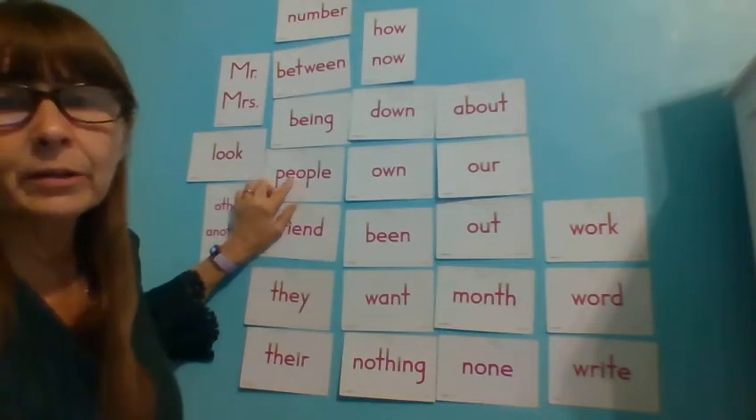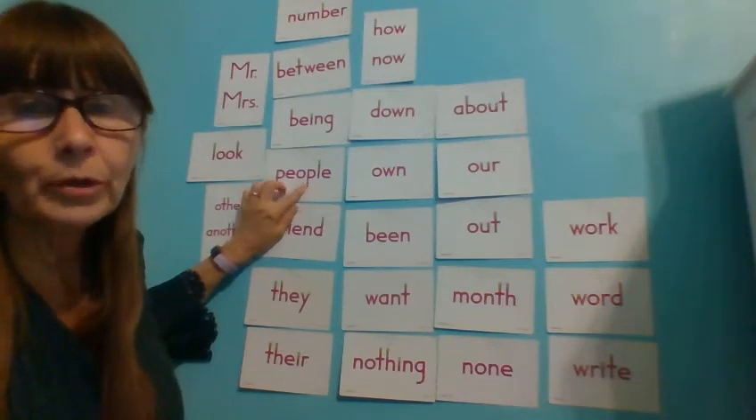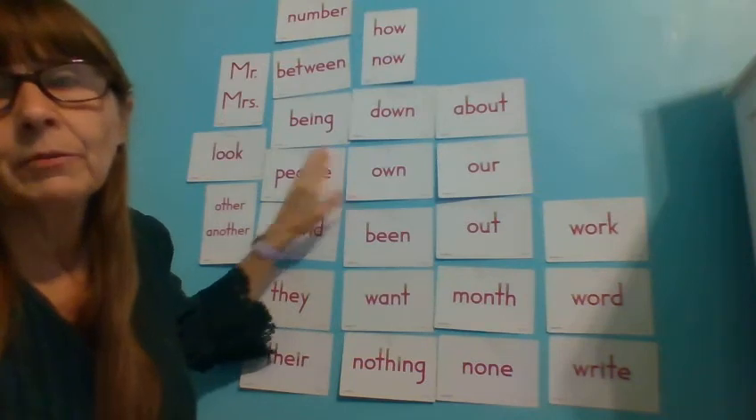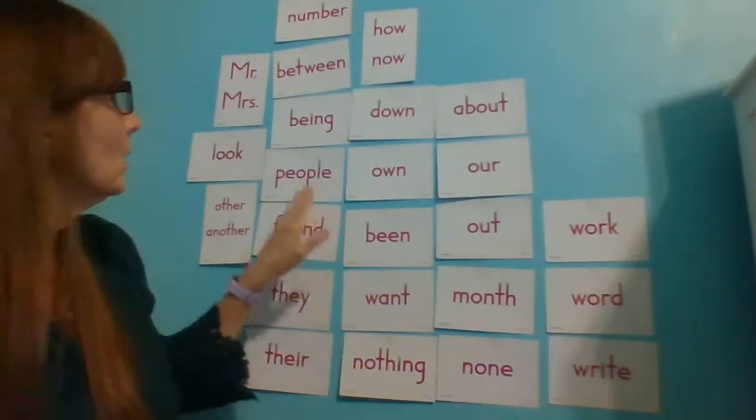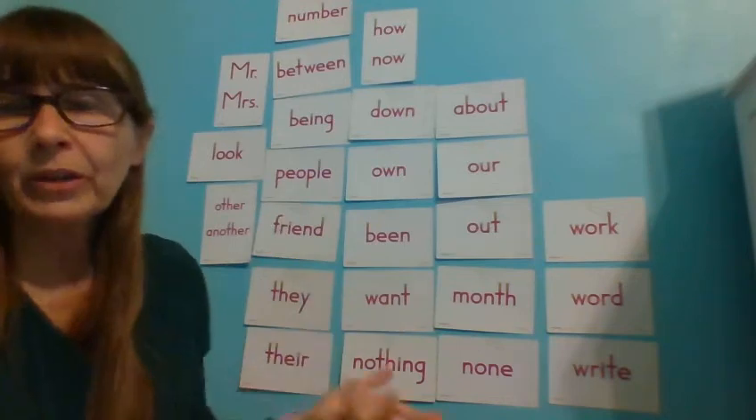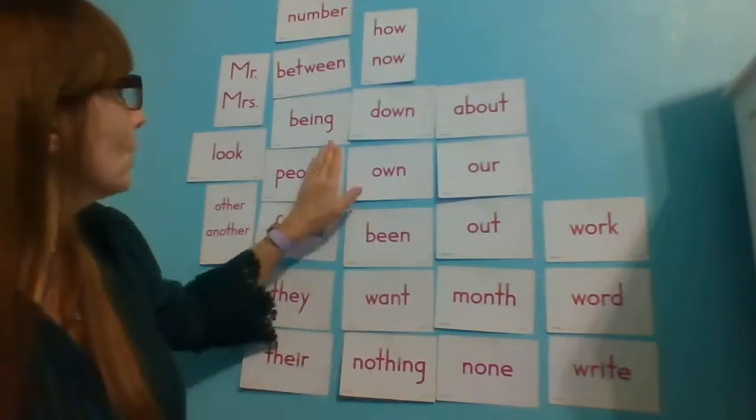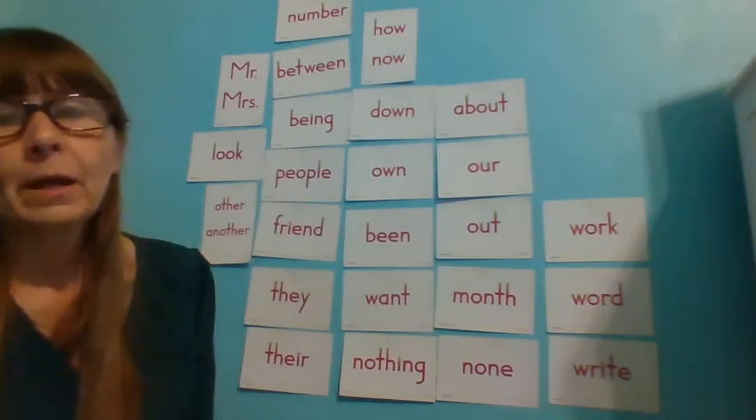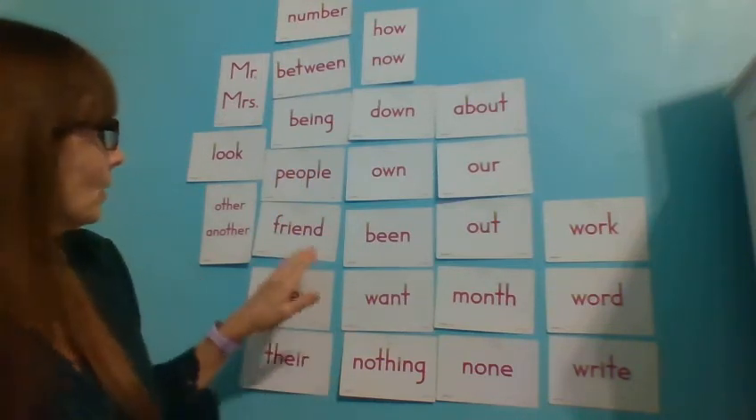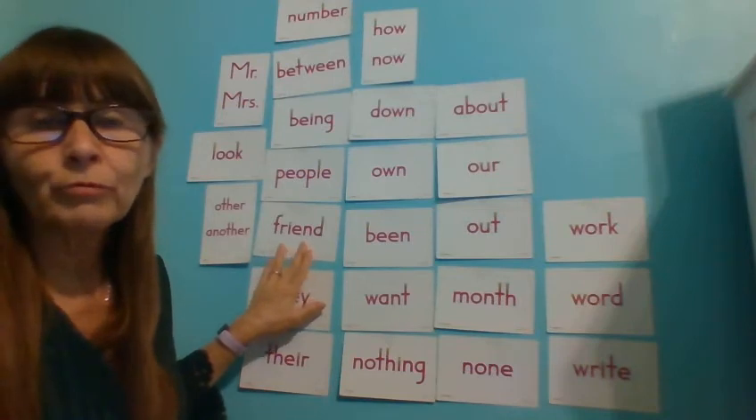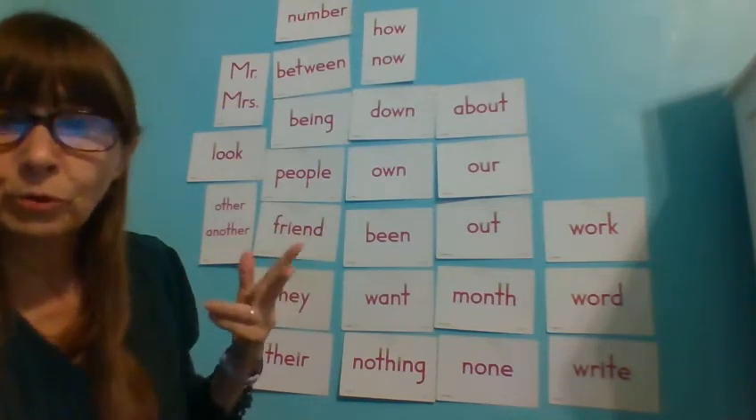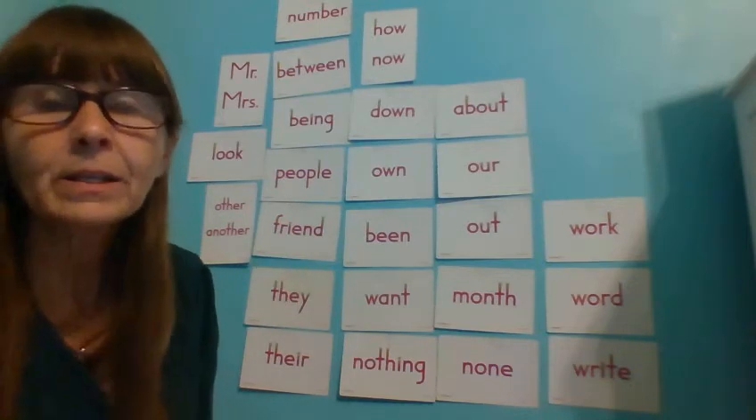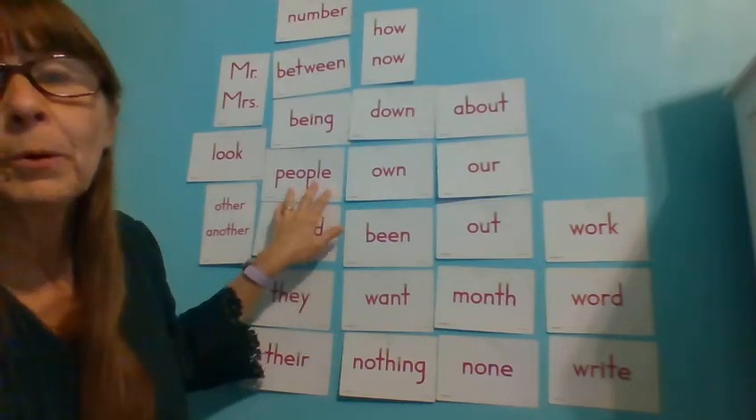Now get down here, and this is also a two-syllable word. We divide it between the O and the P, even though it's not two consonants. The EO basically is the long E sound. So we have people, people. And then because we're talking about people, I thought I should put up here our word friend, which I made into a two-syllable word, and say friend, friend. Friend is a kind of people.